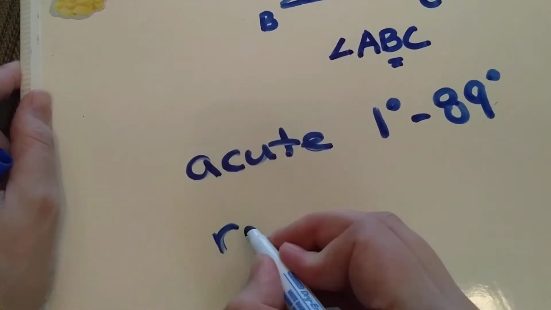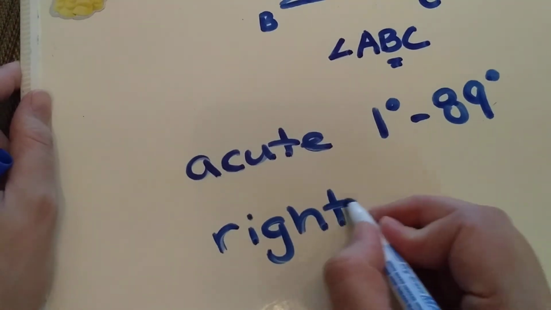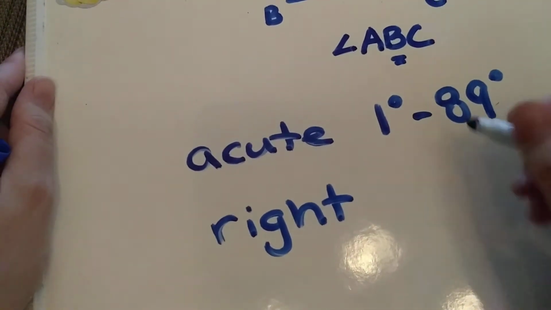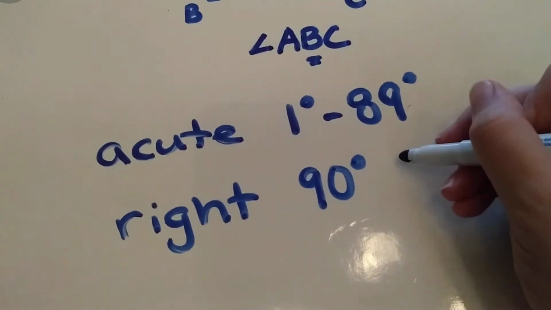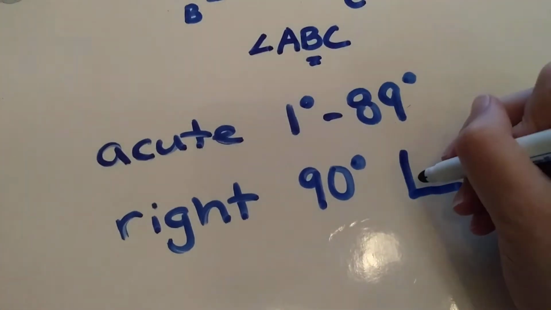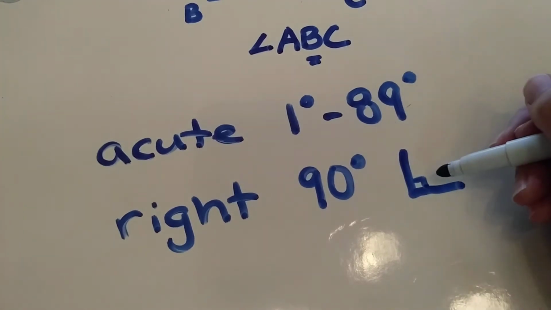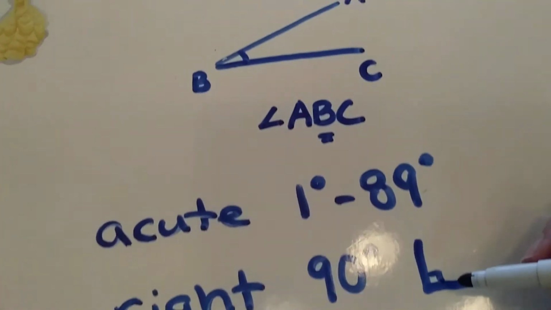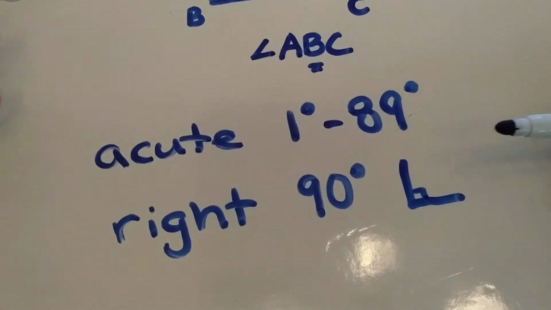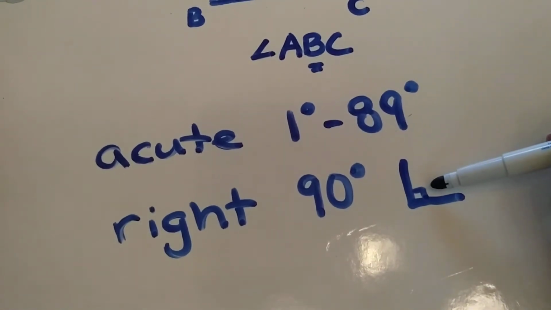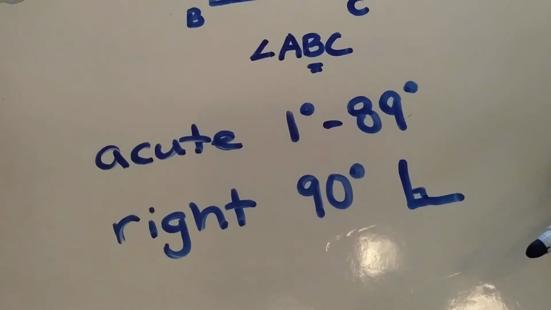You will also have a right angle. And a right angle measures exactly 90 degrees. You'll recognize it because it always has a little square in the corner. So it's not going to be rounded like this one right here. It's going to be a square, like a corner, which is 90 degrees. And that's going to be the clue to tell you that it is a 90-degree angle.